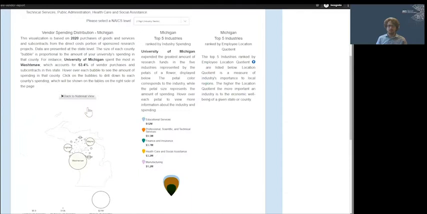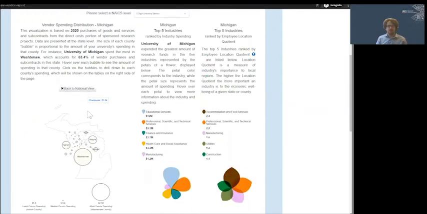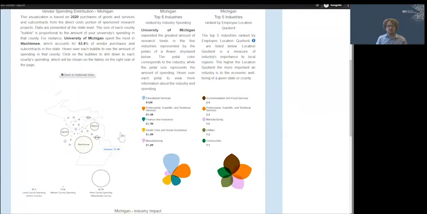Clicking on a state's bubble will zoom into that state, replacing the national map with a state map showing spending by county. And now on the right side, we have two petal charts. The leftmost chart still shows spending, now at the state level. The petal chart on the right shows the top industries based on the employee location quotient for that state.